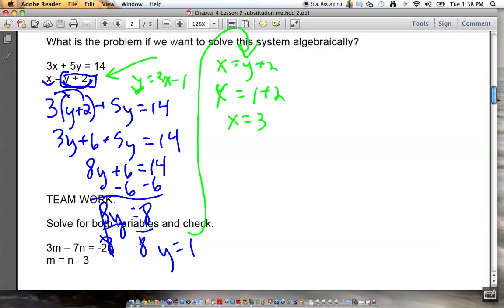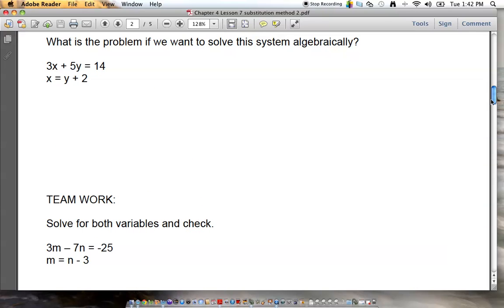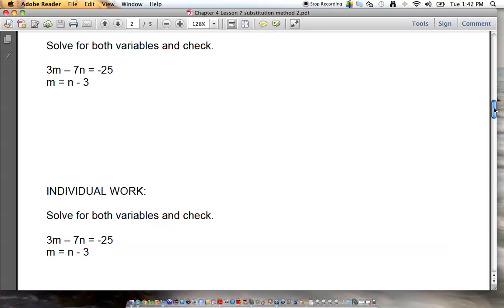Now, what I want you guys to do next is the question directly under there, and I would like you to work with somebody you're sitting around, work it out together. Let's see how you do. After this one, we have one more to do, which is individual work. And I'm going to have to change that second one in a minute. Okay, go ahead.